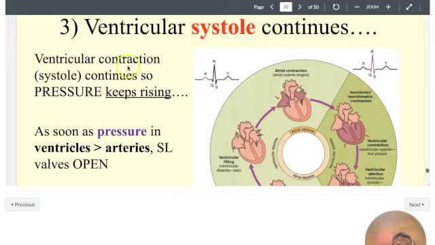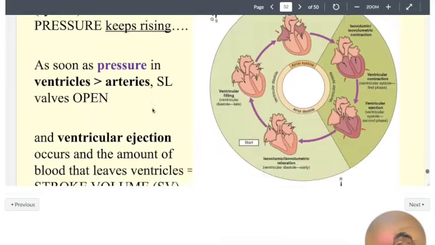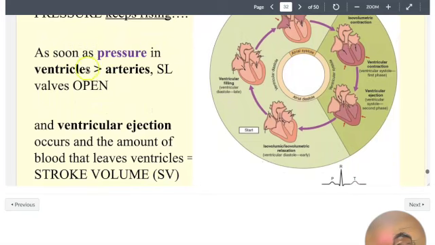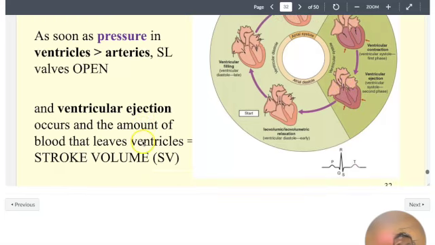The ventricle will contract. Now it's really squeezing. As soon as the pressure in the ventricle is greater than the pressure in the artery, as soon as it squeezes, the pressure here, of course, is stronger than here, and the valve will open. The semilunar valve will open. This is called ventricular ejection, and it's also called stroke volume. So this part is right there.